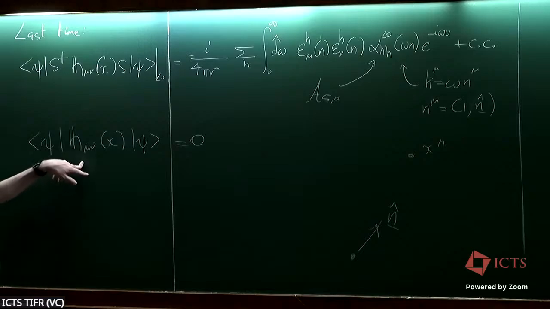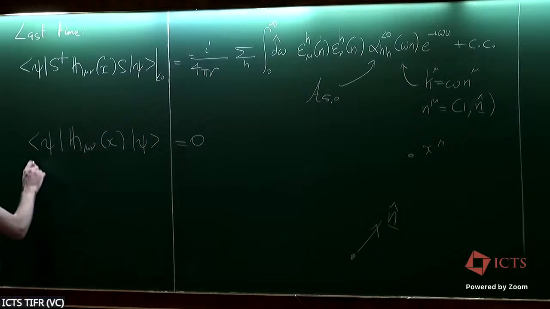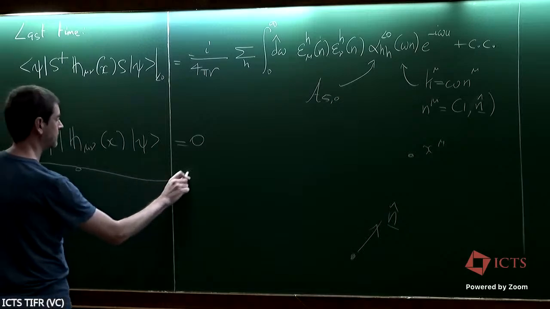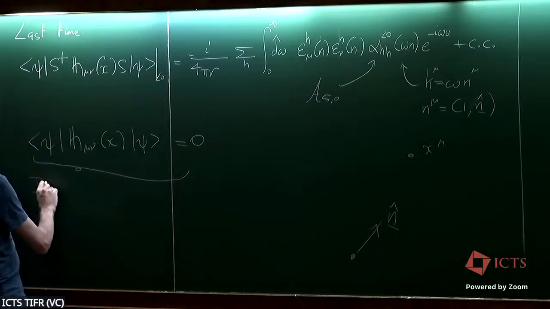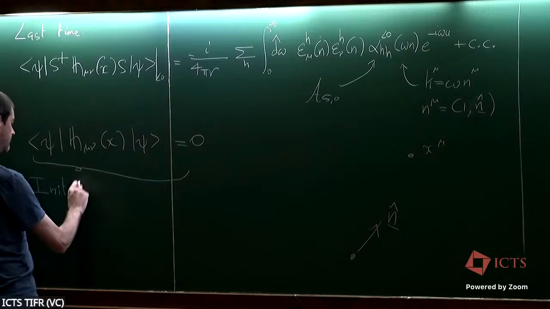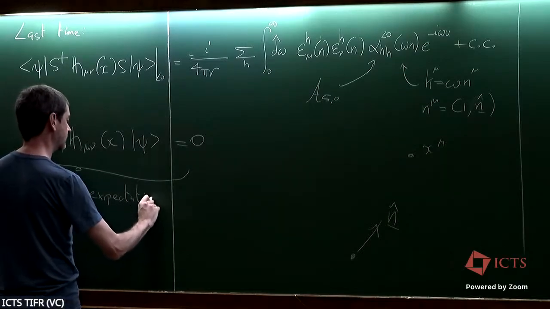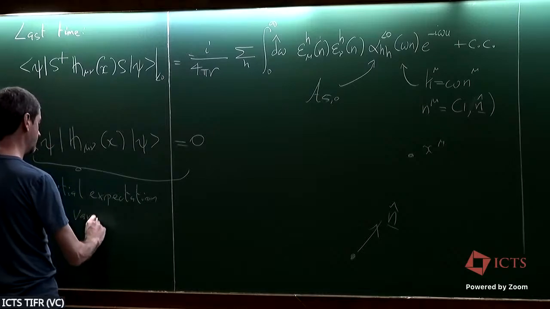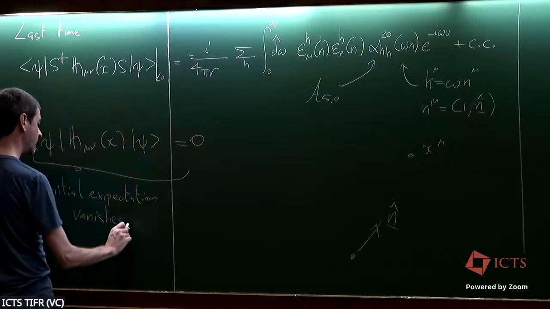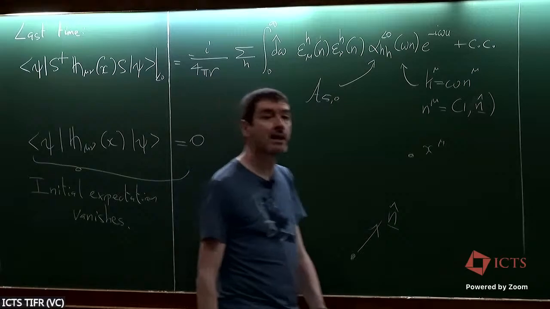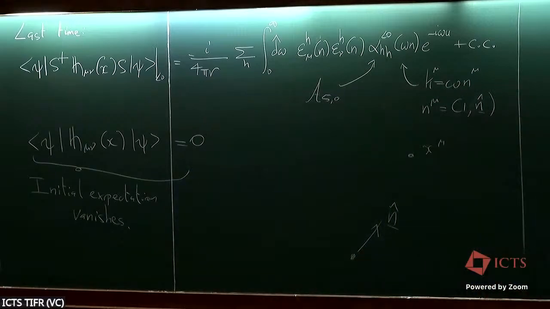Now, I mentioned yesterday that the expectation value of this h mu nu operator in the far past is 0. So the initial expectation is 0. Okay, well, that's just the way it works out in this calculation.